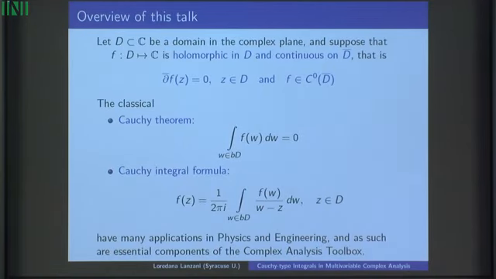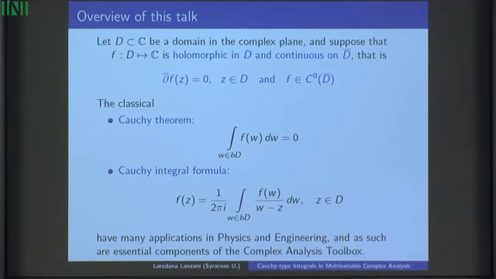So before we actually get started, I want to give a little bit of an overview of what's going to happen in this hour. About half of my talk will be in one complex variable, in spite of the title, which I should have amended. So we start with a domain in the complex plane, and we work with functions that are holomorphic in the domain. For me, holomorphic is the same as complex analytic, and continuous up to the boundary. That's the typical notation.